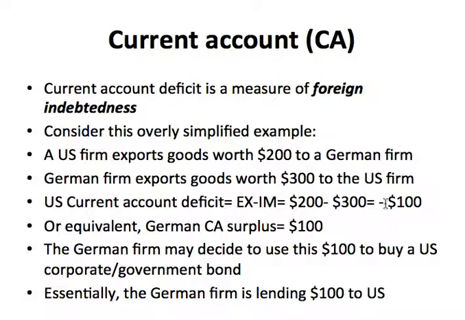Okay, so you can see how the difference between US exports and US imports actually translates into a lending from the German firm to the United States. Therefore, this $100, this current account deficit, measures the foreign indebtedness of the United States, how much the United States actually owes to foreign countries. Here, the United States owes Germany $100 because this German firm invested $100 in the US bonds.